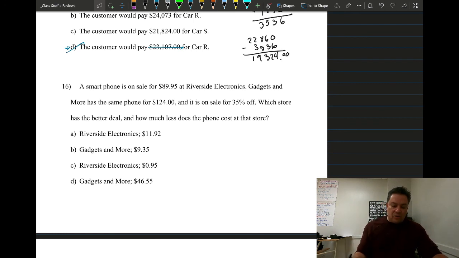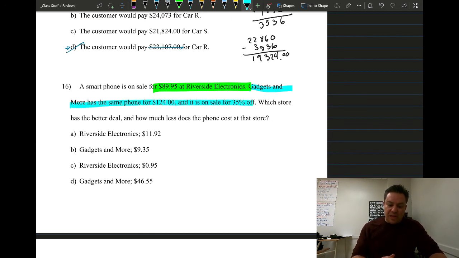So I know that at Riverside Electronics, that's the final price. And the other store has that price minus 35% off. $124 minus 35% off. So all I gotta do is find the markdown. This is a markdown question.